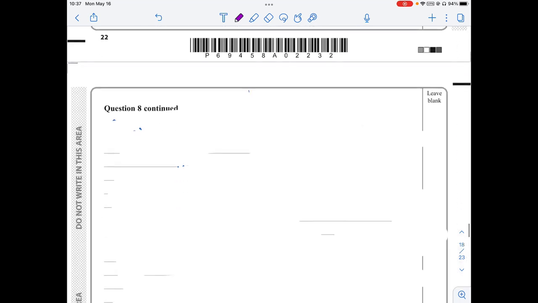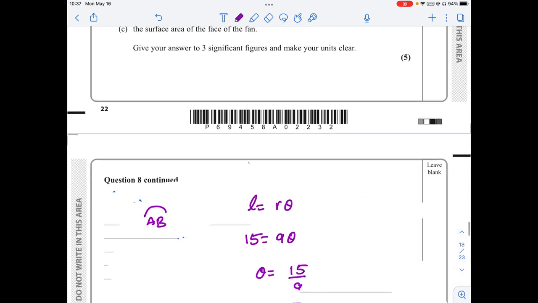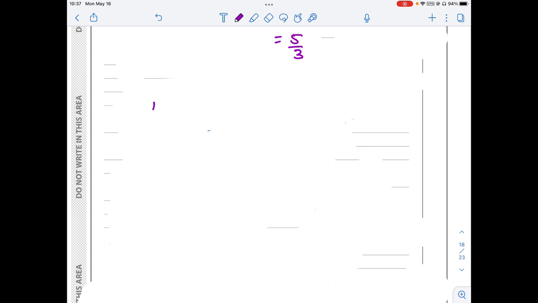So what am I going to do? For arc AB, the length of the arc is r theta. Length is 15 and r is 9 and theta we don't know. So theta equals 15 upon 9, which is 5 upon 3. So I got angle AOB. Then the remaining angle, for finding arc CD: angle COD will be the total angle 2 pi by 3 minus 5 upon 3, which is 0.4277.